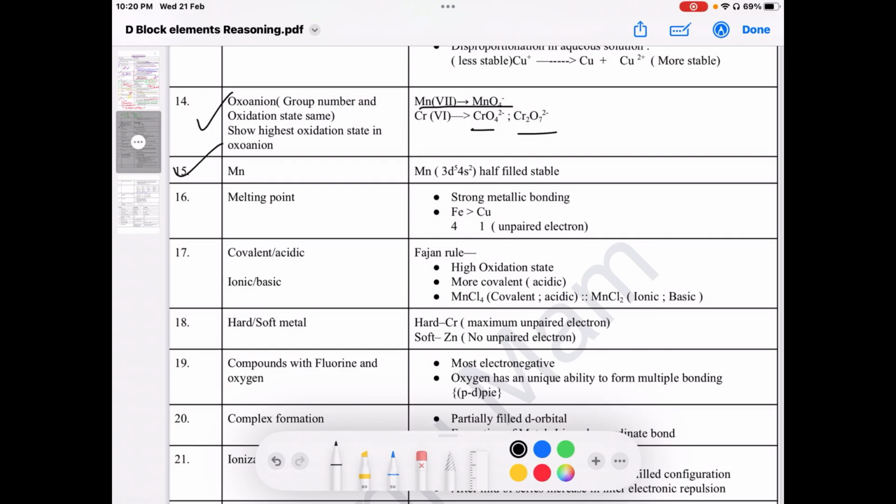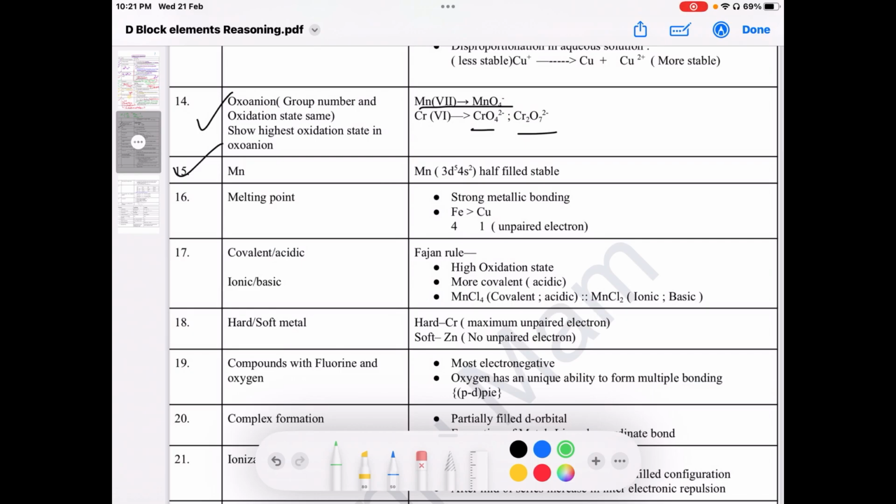The next part, questions based on manganese. Manganese is the center part of the 3d series. Its atomic number is 25, so its electronic configuration is 3d5 4s2. It has 5 unpaired electrons, a half-filled and stable configuration. One most important point I wish to share here: if there is any question from the d block elements, always try to give the answer on the basis of electronic configuration.